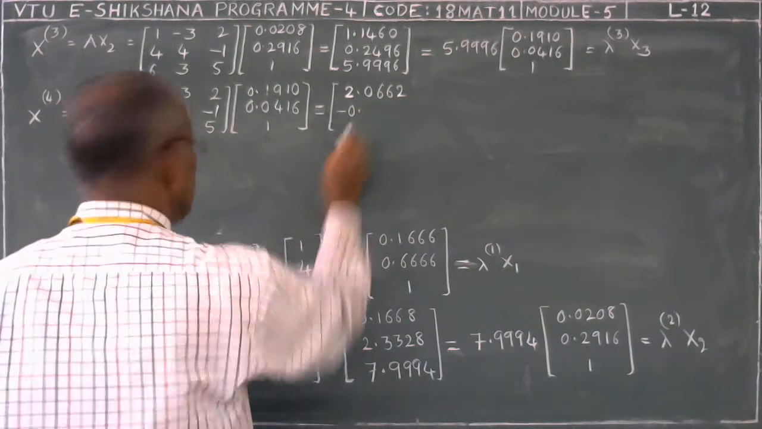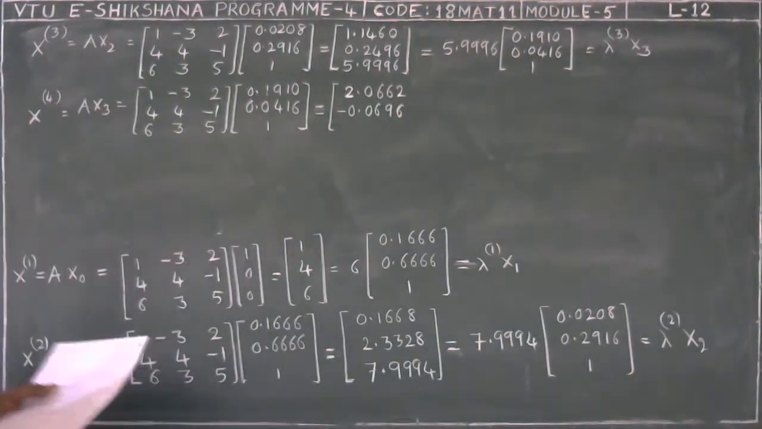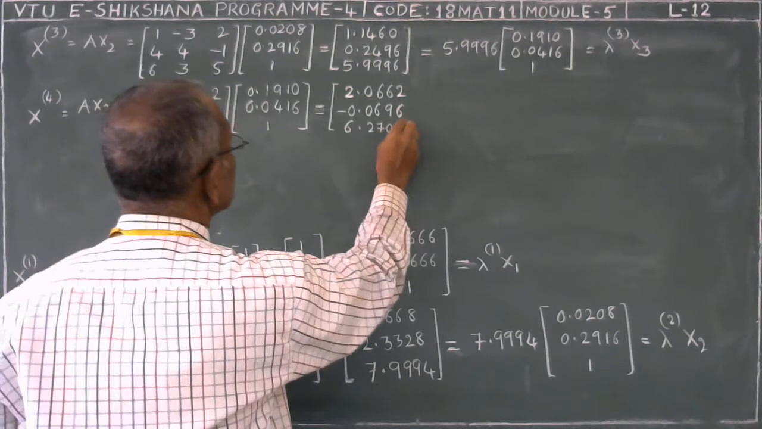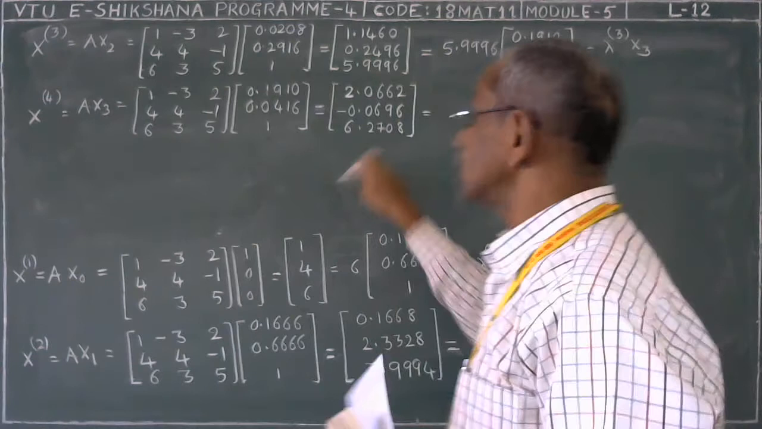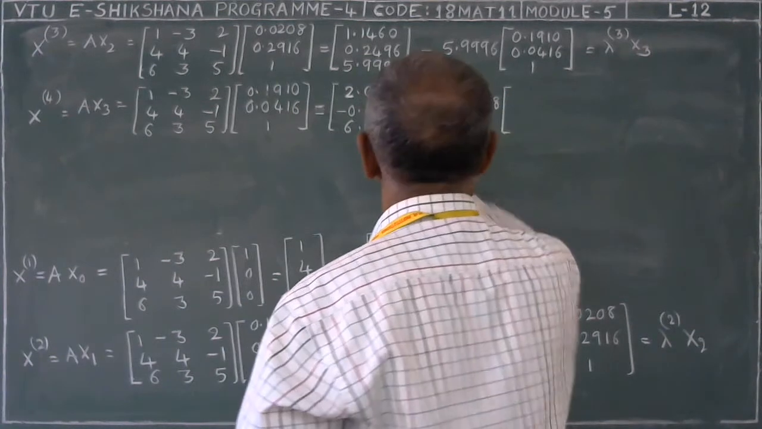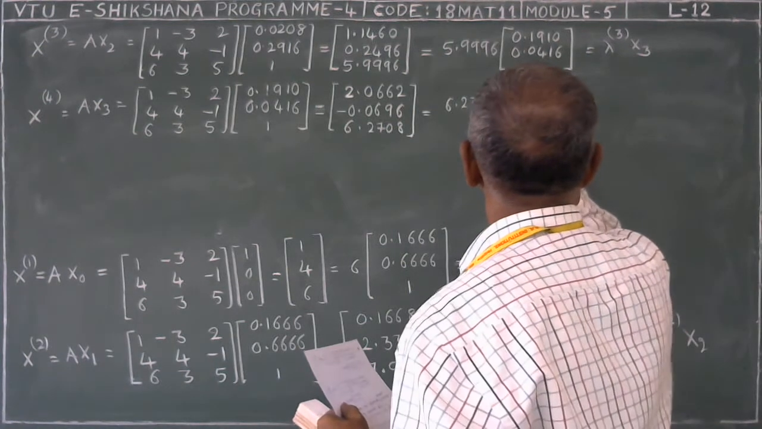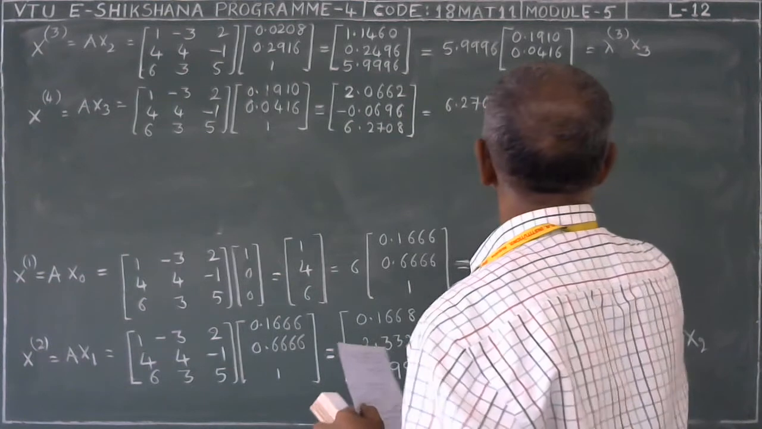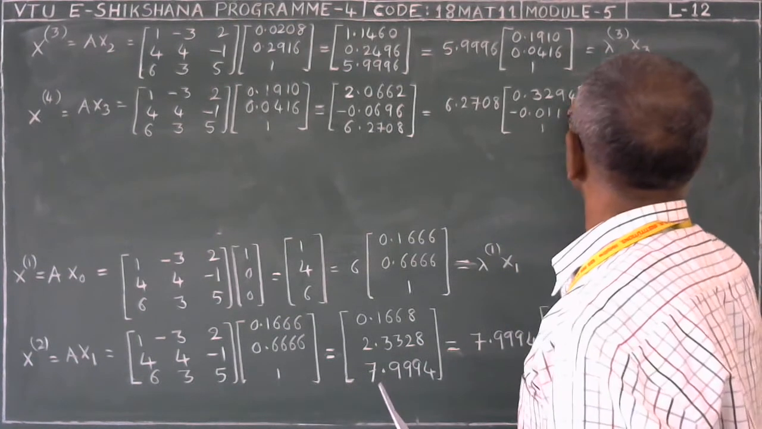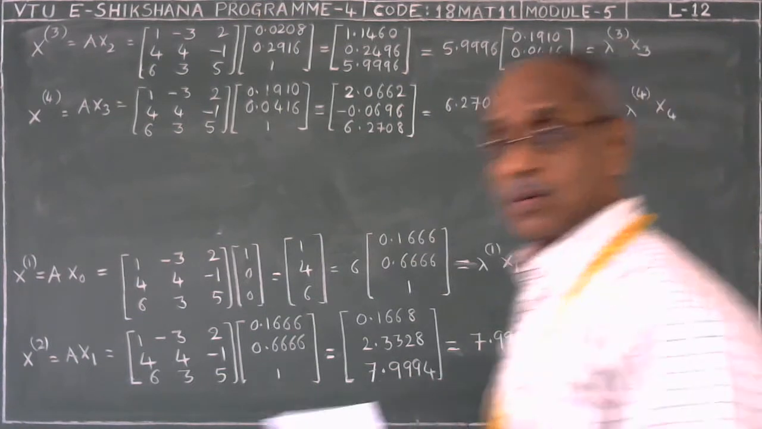Then the other entries are minus 0.0696, and 6.2708. The largest among these three entries is 6.2708. If you take out this, 2.0662 divided by 6.2708 will give you 0.3294, then minus 0.0110, then 1. So this is lambda 4 x4.